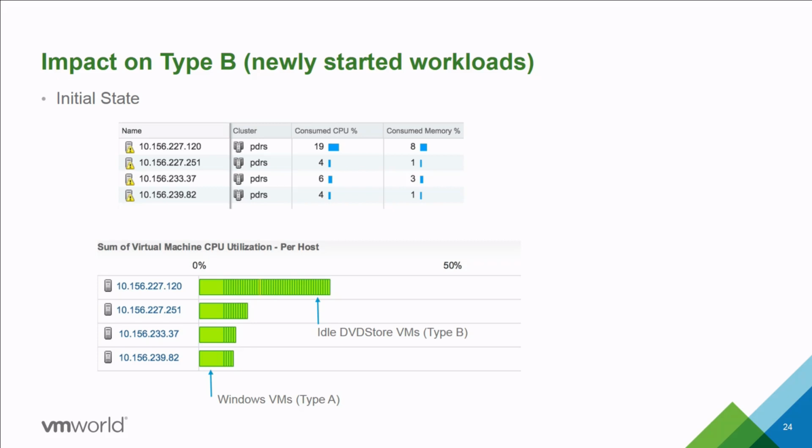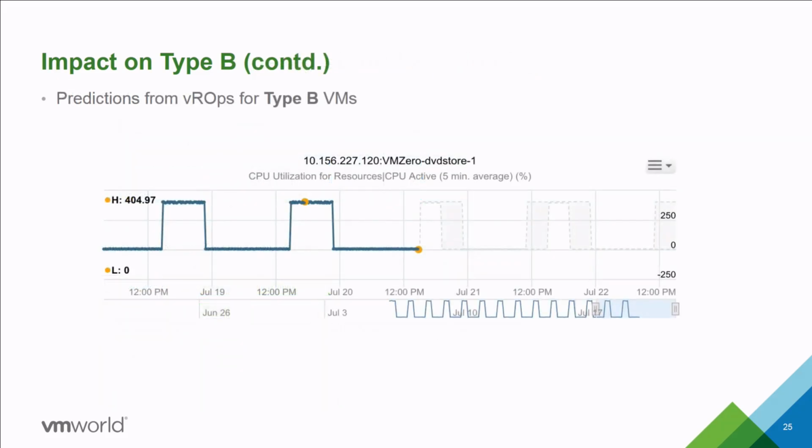So this is what's happening on the vCenter. And when we look at vROps, again, vROps started sending us the predictions. This is the prediction chart for one of those DVD Store VMs, which is idle again, and its workload is going to start in a few minutes. So once these predictions are available on vROps, they are sent to the vCenter.